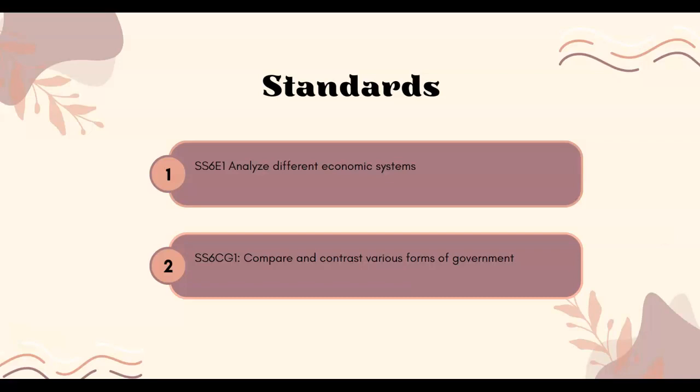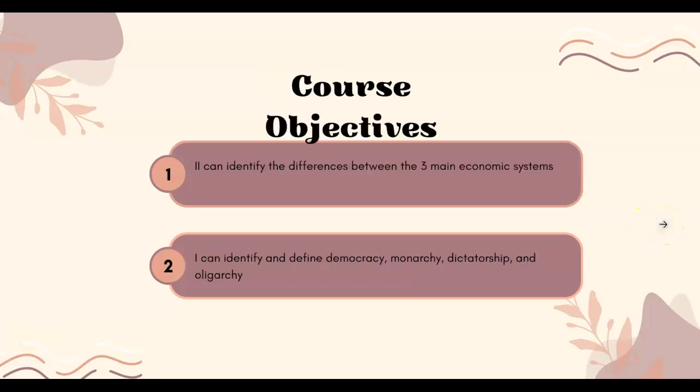So the two main standards that will be assessed over the course of our lessons are, the first one will be to analyze the different economic systems. And then the second standard will be that we will compare and contrast various forms of government. A couple of course objectives: I can identify the differences between the three main economic systems, and I can identify and define democracy, monarchy, dictatorship, and oligarchy.